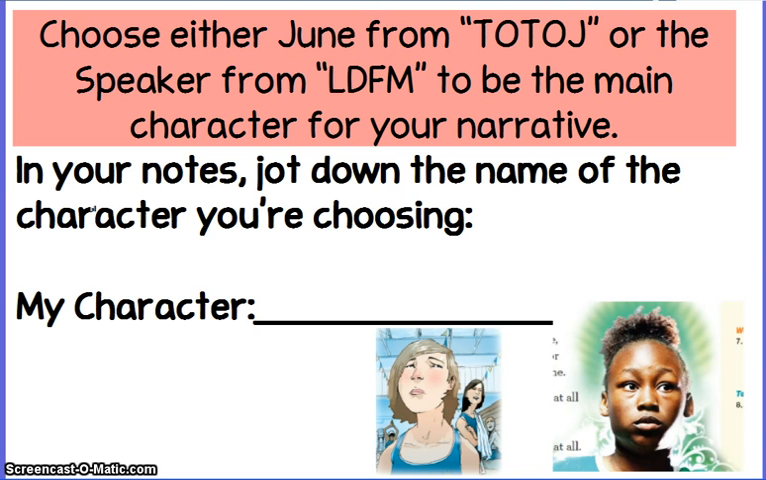So the first thing I want you to do is make your choice of which character you want to focus your narrative on. So you're either going to choose June from Tuesdays of the Other June, or you're going to choose the speaker from Life Doesn't Frighten Me, and they're going to be the main characters for your narrative. So in your notes, just a sheet of loose leaf paper for tonight's homework, jot down the name of the character that you're choosing.